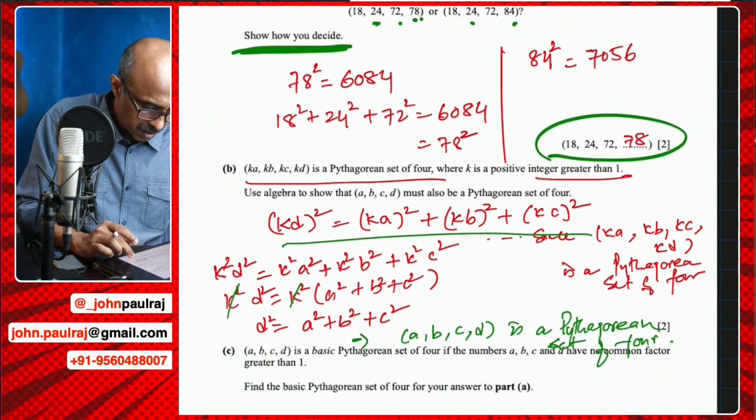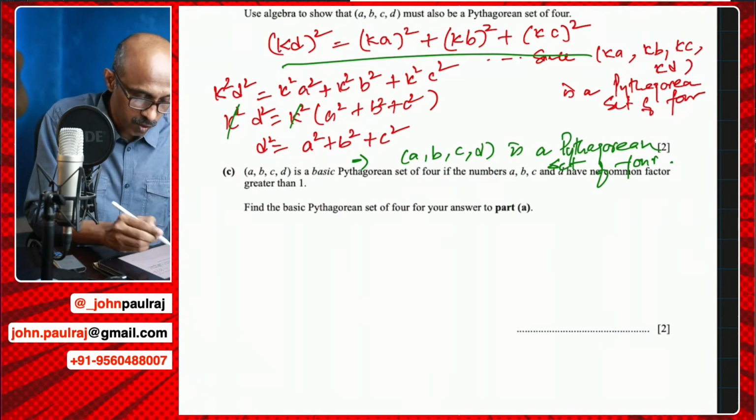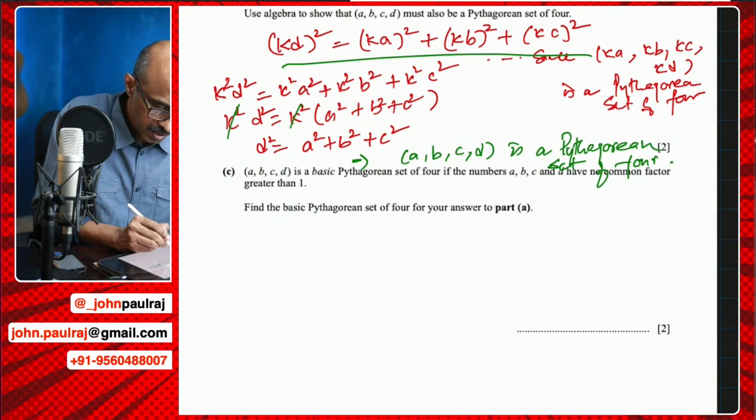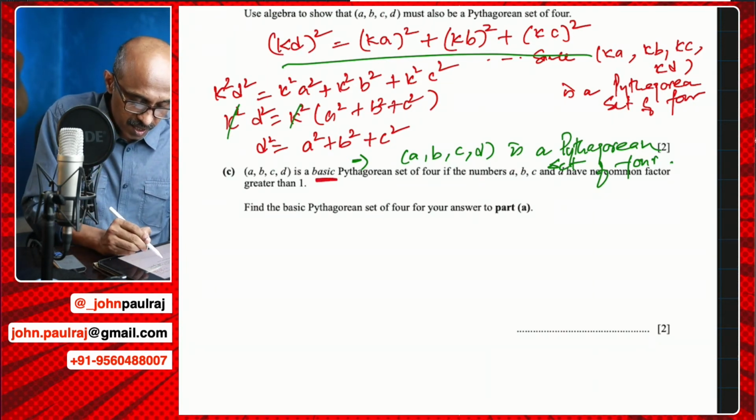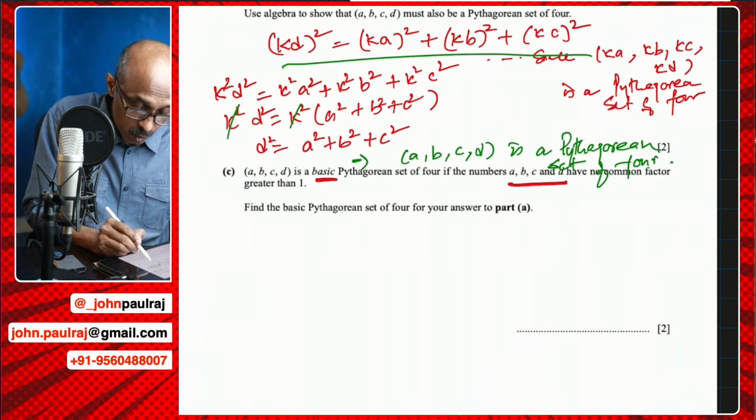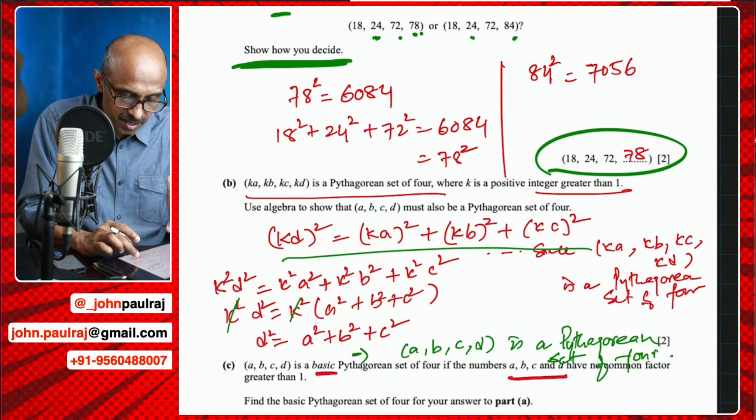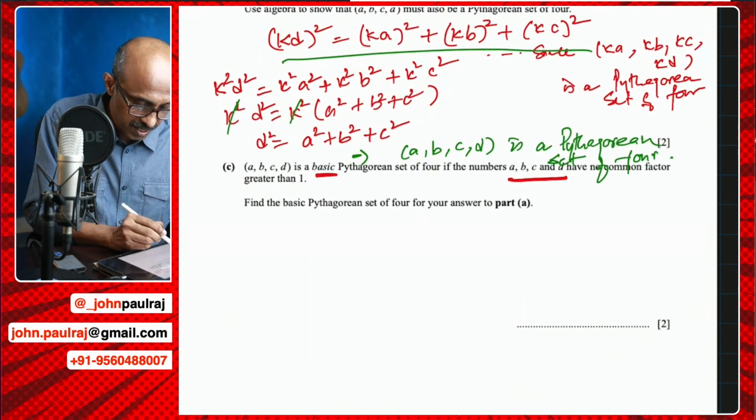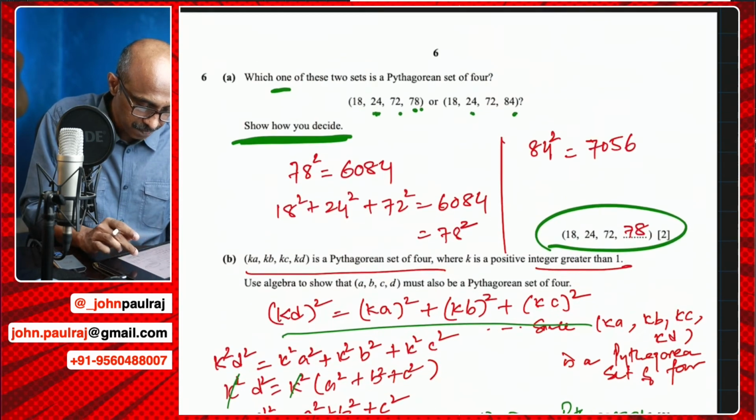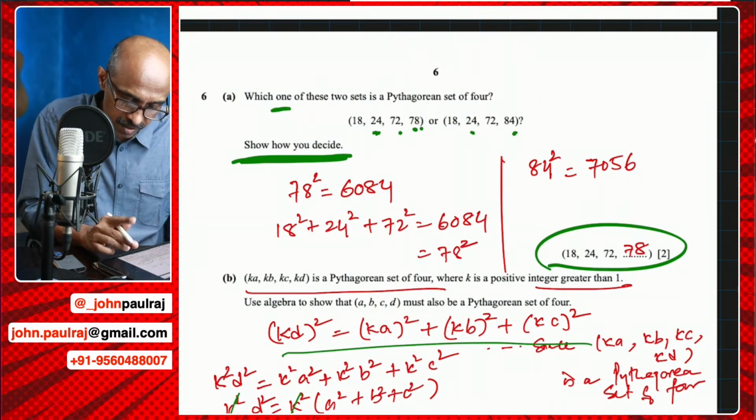All right, moving on to part C of question 6. ABCD is a basic Pythagorean set of 4. Okay, notice that italicized word basic. ABCD is a basic Pythagorean set of 4 if the numbers A, B, C, and D have no common factor other than 1. Okay, so that's the basic idea, because for KA, KB, KC, KD, the common factor is K. All right, and so they're asking us to find the basic Pythagorean set of 4 for the answer found in part A. Part A is 16, 24, 72, and 78.